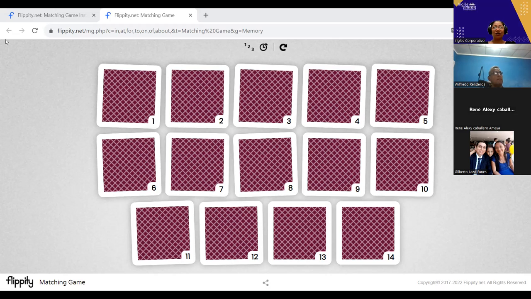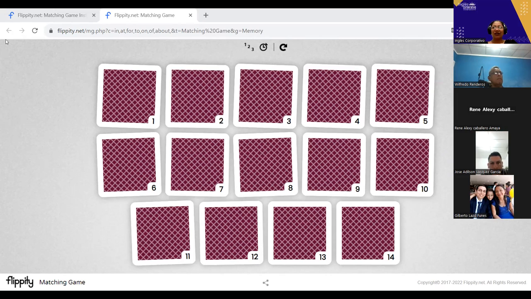Okay, it is 8 o'clock. We are going to start. And I have these cards. Let us see the vocabulary that we have hidden in here, right? Because we are going to use this vocabulary for today's class.